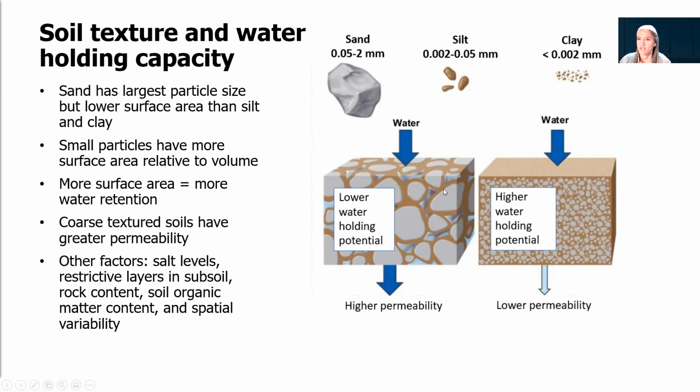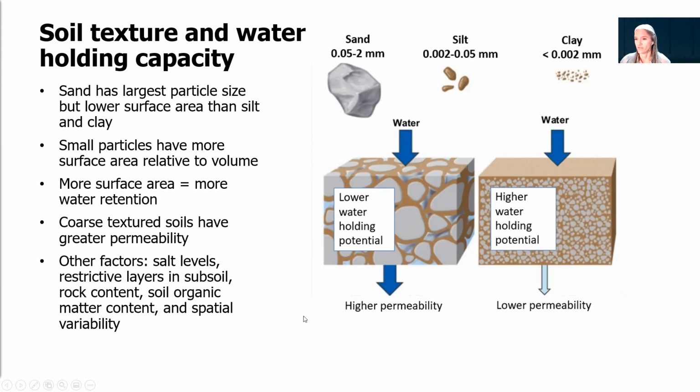And so this is why coarse textured sandy soils have a lower water holding potential, and those that are on what we call the heavier side have a higher water holding potential. And when you have a lower water holding potential, you have a higher permeability of moisture through the soil. So coarse textured soils have greater permeability than a clay textured soil.